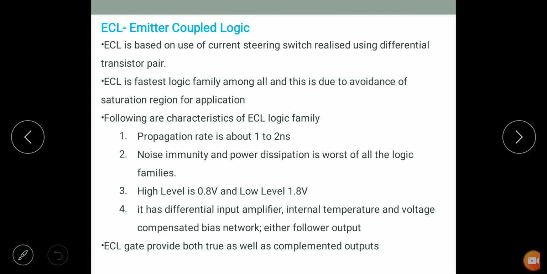Noise immunity and power dissipation are the worst of all the logic families. High level is -0.8 volt and low level is -1.8 volt, and it has a differential input amplifier, an internal temperature and voltage compensated bias network, and emitter follower output. An ECL gate provides both true as well as complemented outputs.